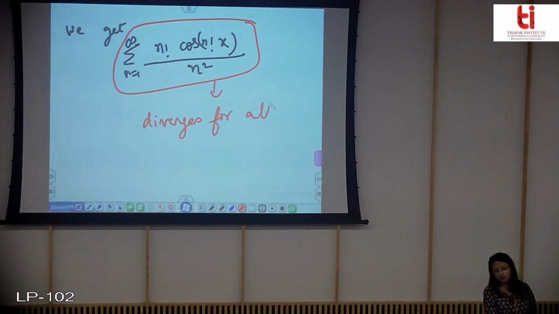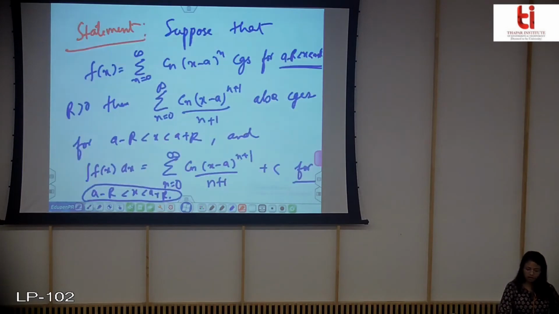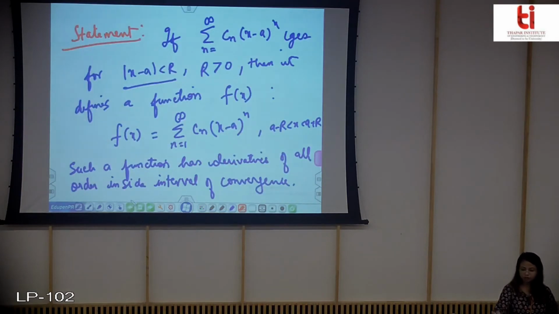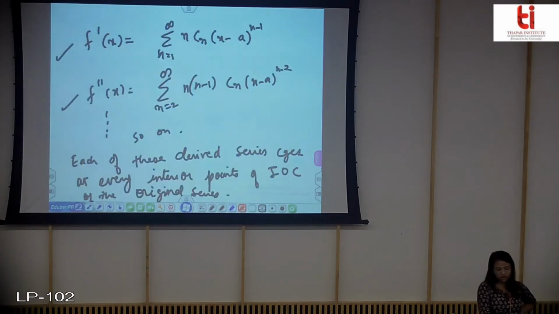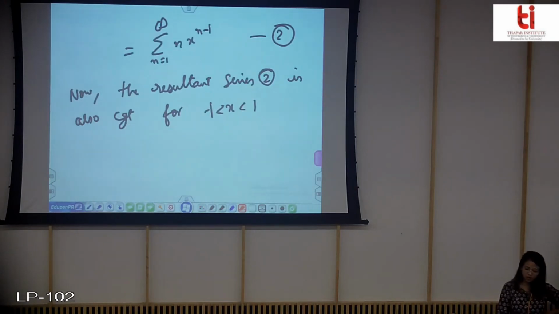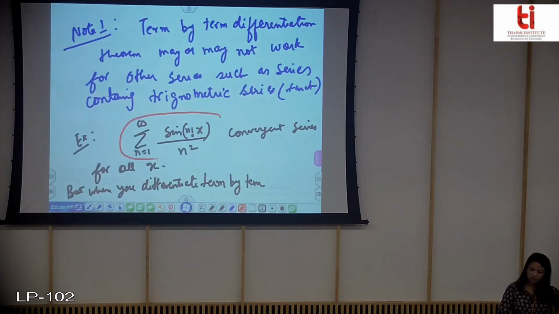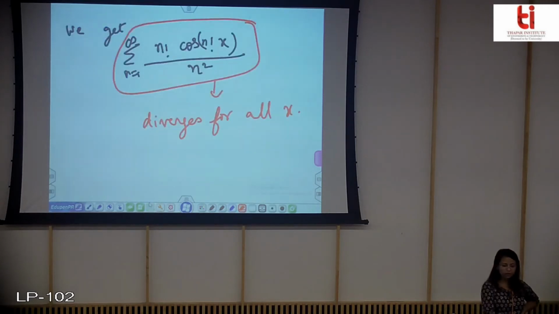So you have seen that this theorem, term by term differentiation, holds for only the series which is of this form. Any other series which contains a trigonometric function, the result will not hold true. This is an example where the original series was convergent for all x, but when you differentiated it term by term, you get this, and it starts diverging for all values of x.